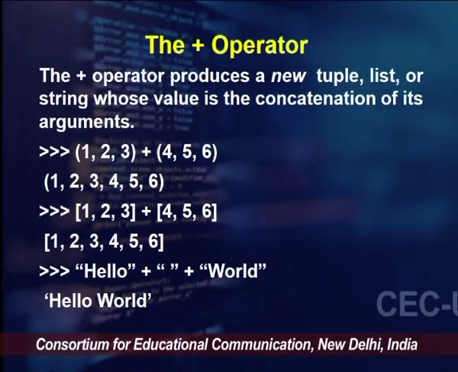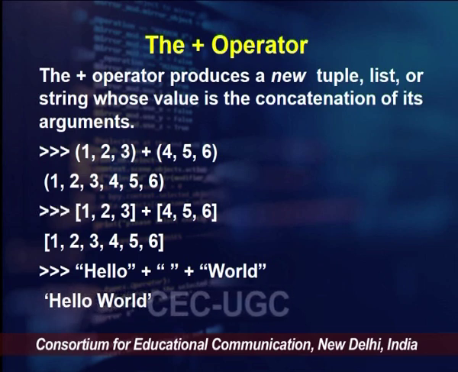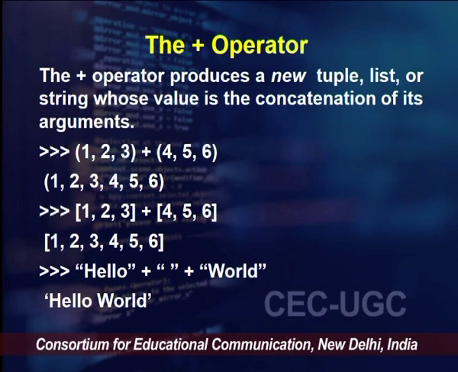Then we have the plus operator, which is a concatenation operator, which produces a new tuple, list or string, whose value is the concatenation of its arguments. If you say 1, 2, 3 plus 4, 5, 6, it is going to give you a new tuple 1, 2, 3, 4, 5, 6. Likewise, it will work for lists and for strings also. So, this is a concatenation operator. It simply adds the arguments of the 2 lists or the 2 tuples or the 2 strings.